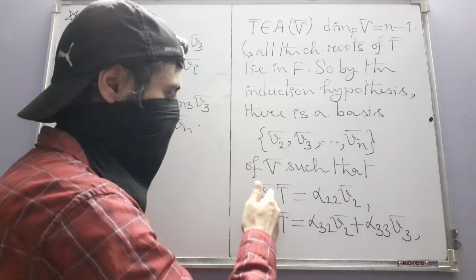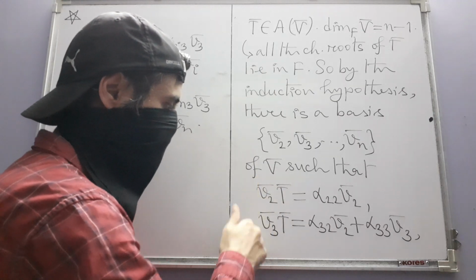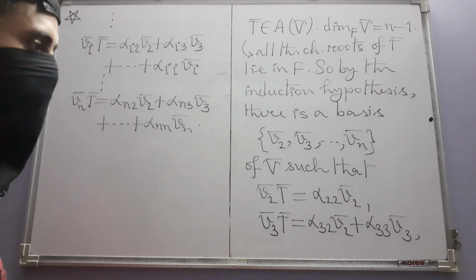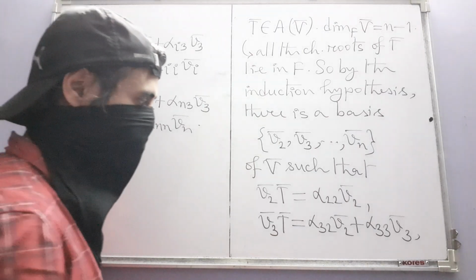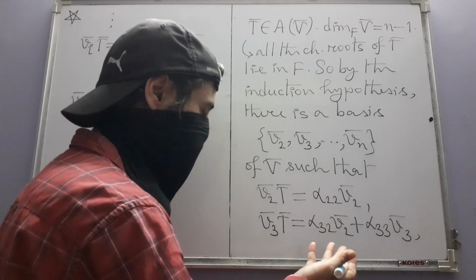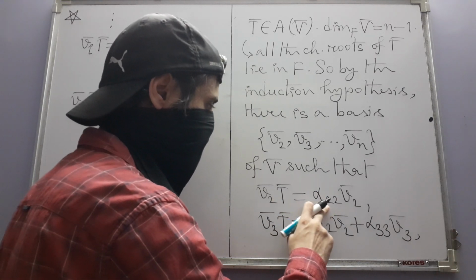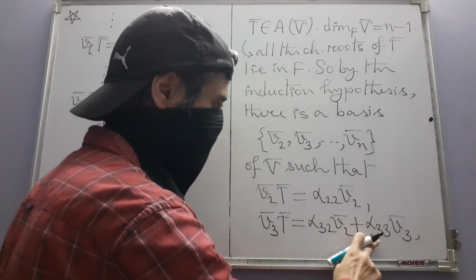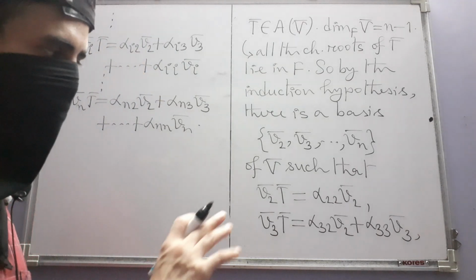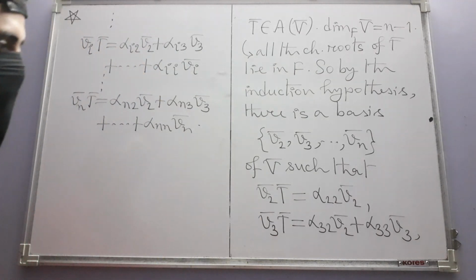And of course, the effect of T bar on these vectors follows the usual pattern. And here also, because we are starting from V2 bar and not V1 bar, we have adjusted the subscripts of these coefficients. You will realize why we have taken it like this.